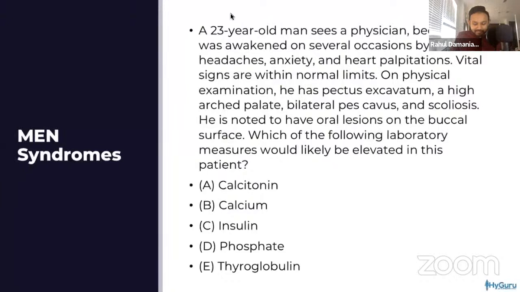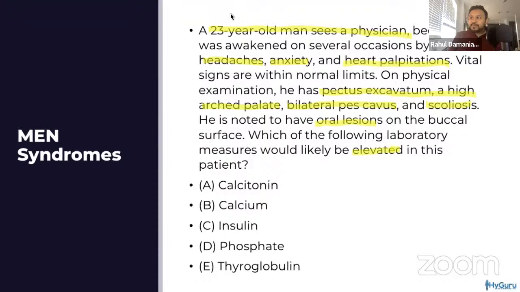A 23-year-old man sees a physician because he was awakened on several occasions by severe headaches, anxiety, and heart palpitations. Vital signs are within normal limits. On physical examination, he has pectus excavatum, a high arched palate, bilateral pes cavus, and scoliosis. He is noted to have oral lesions on the buccal surface. Which of the following laboratory measures would most likely be elevated in this patient? Let's go ahead and put this in the chat box.